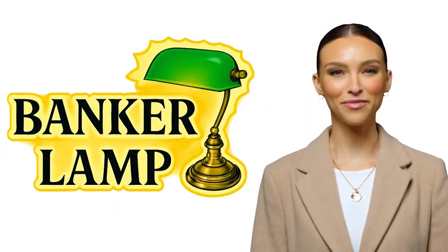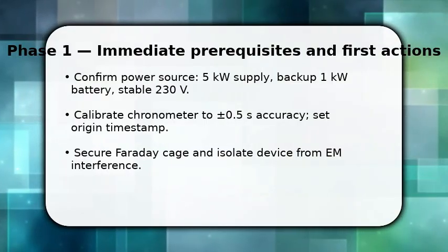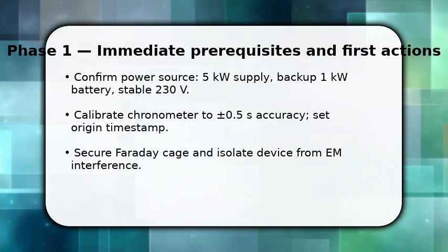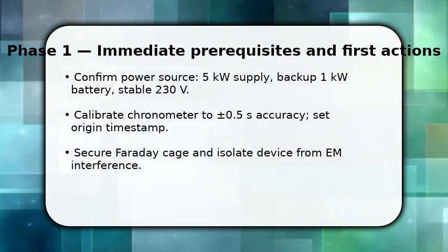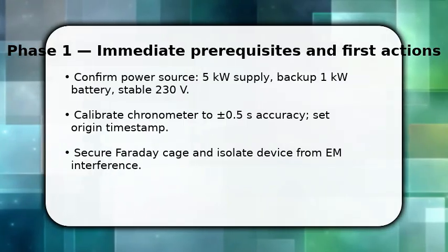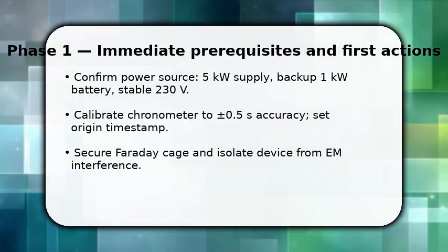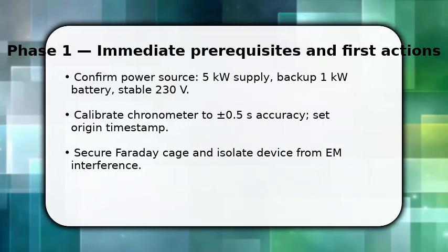You start by locking down the essentials: power, timing, and isolation. First, connect the 5 kW supply and engage a 1 kW backup. Keep voltage steady at 230 V.